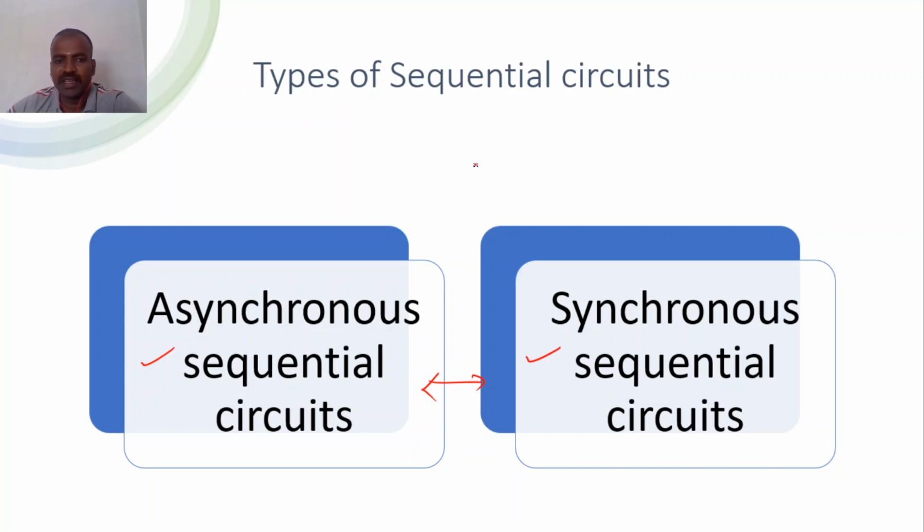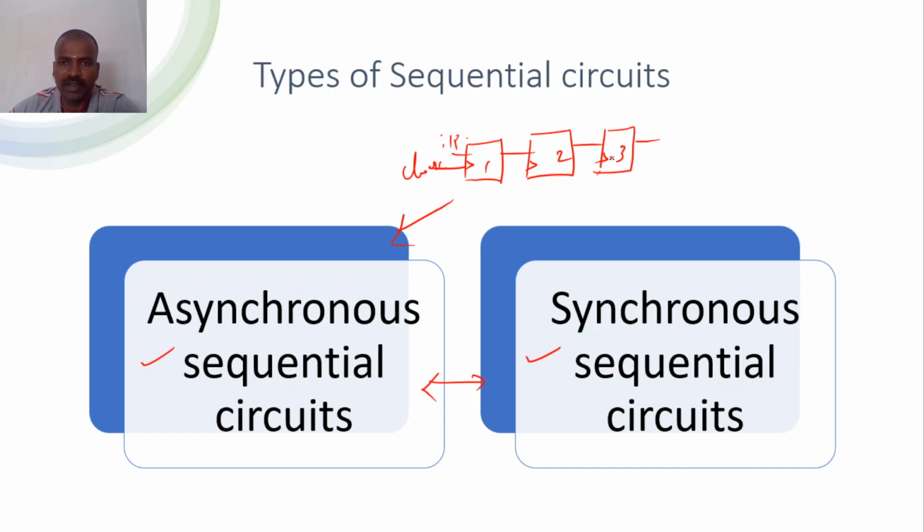In asynchronous sequential circuits, multiple memory devices are connected together, that is, the output is connected to the input. For each and every device we need to provide the clock signal. This is the clock and this is the input. Now I am explaining the asynchronous one. Here we have the first flip-flop, second and third flip-flop. For the first flip-flop, we are giving the clock signal here.